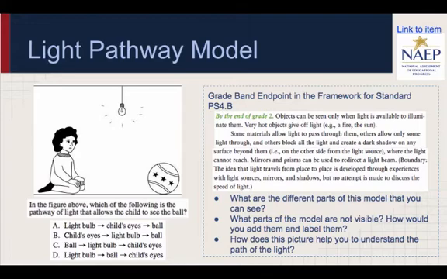In the figure above, which of the following is the pathway of light that allows the child to see the ball? A, B, C, or D? Teachers may use this as part of a unit assessment, individual or partner work, or as part of a class discussion. This question asks students to determine the path of light, but the path is not included in the diagram.